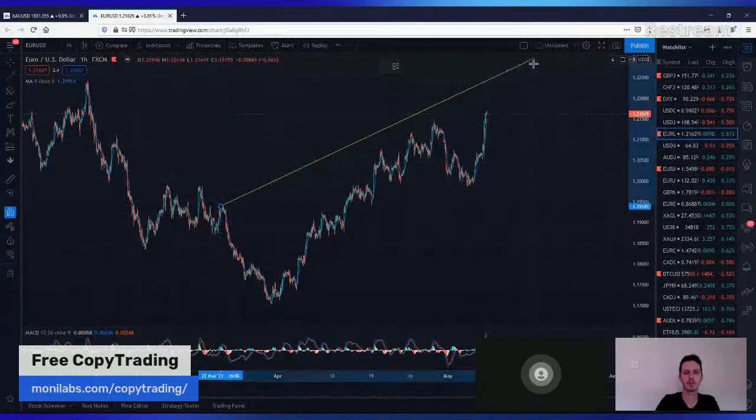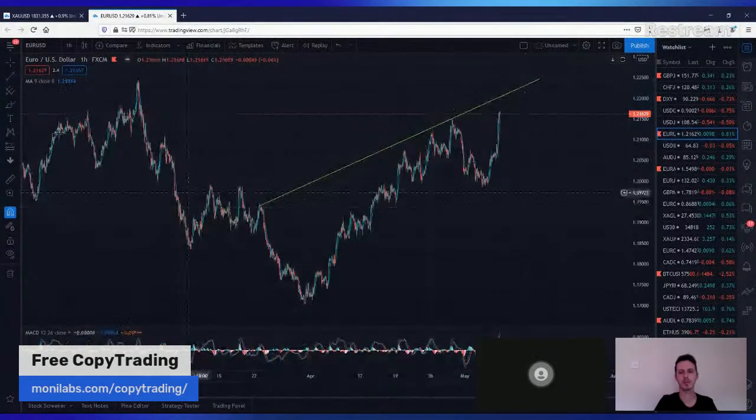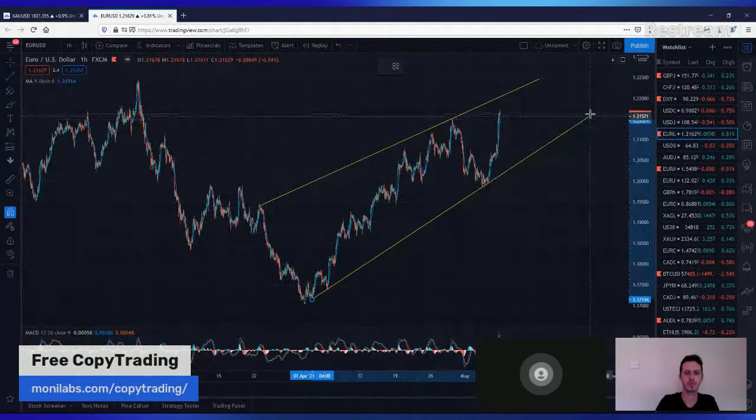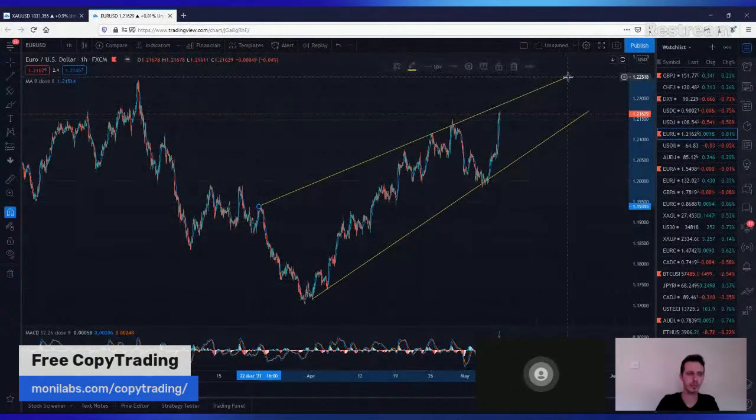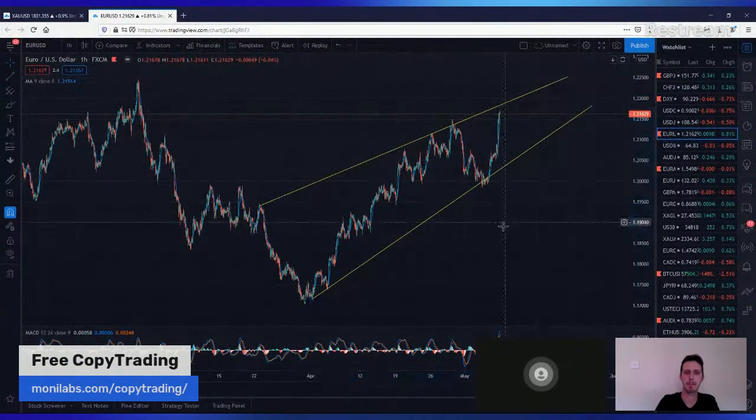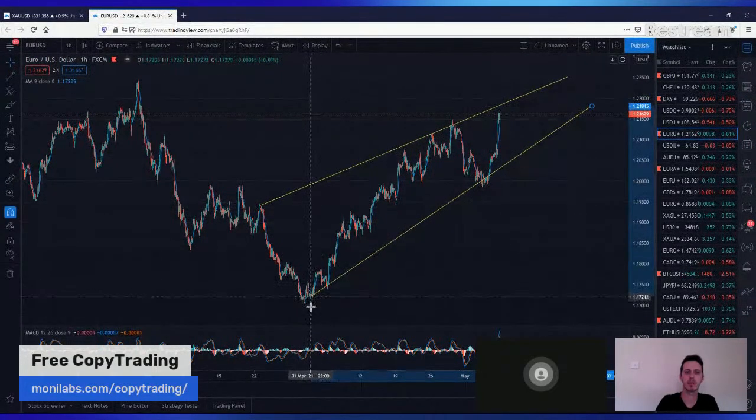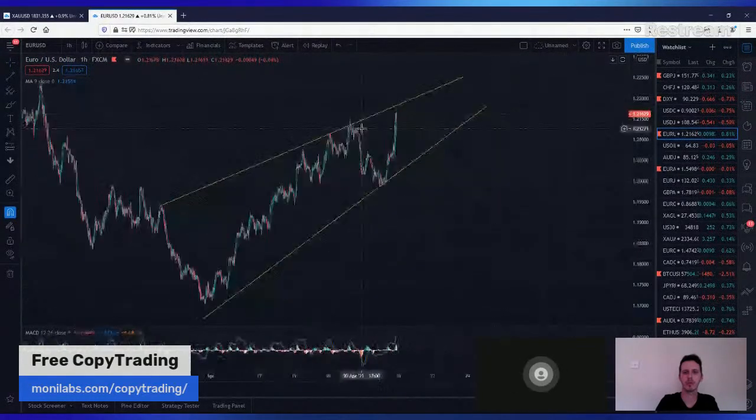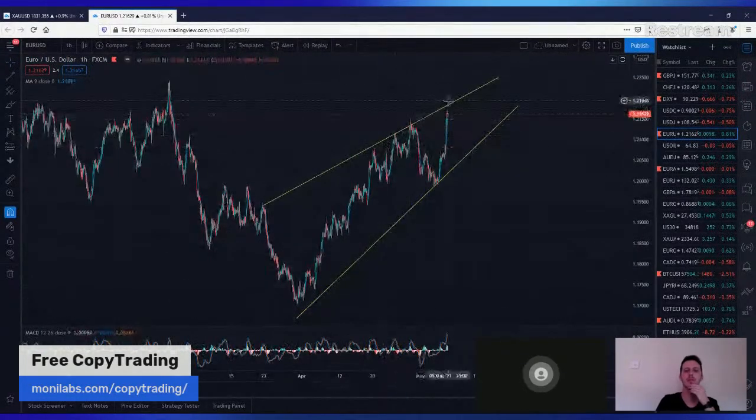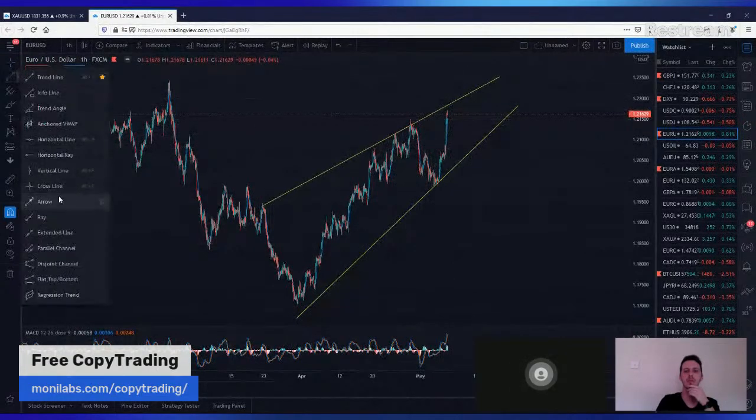On Euro USD, what I see right now is a pattern which is a continuation of the bearish movement. Okay, I'm going to draw a bit here. From this previous low here, this can be a bearish falling wedge, which is a continuation for the down move.